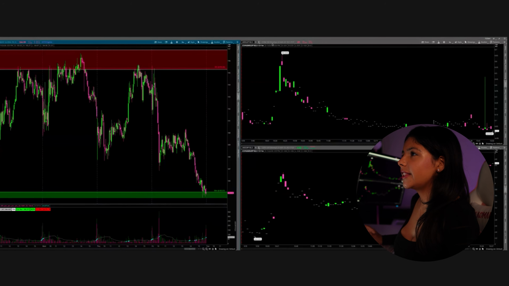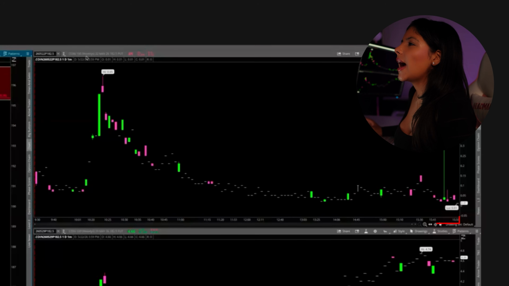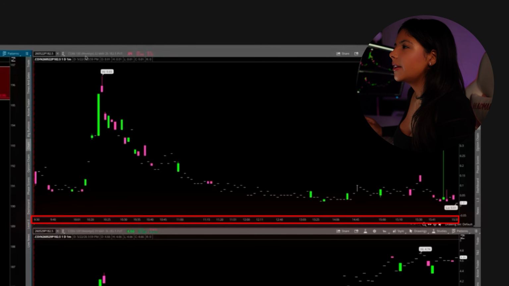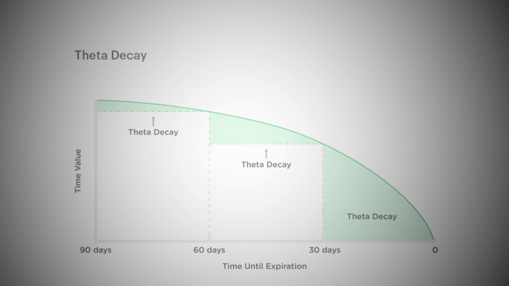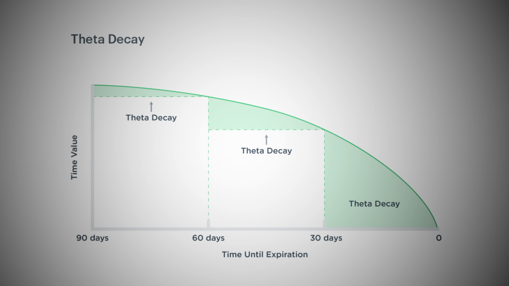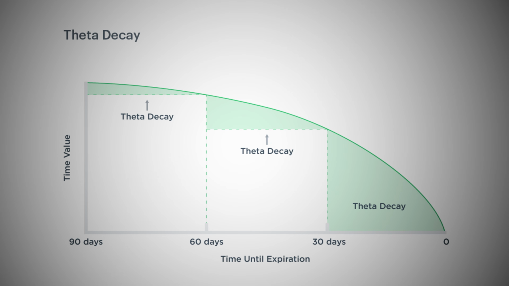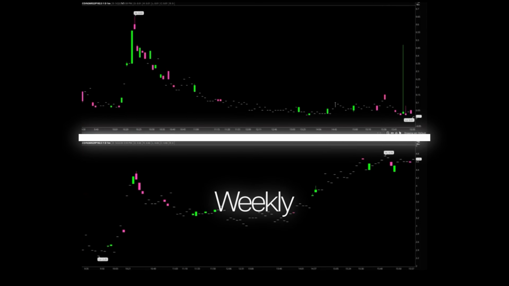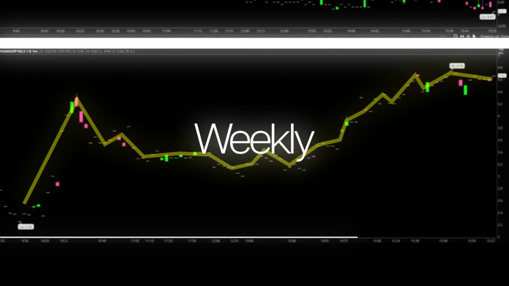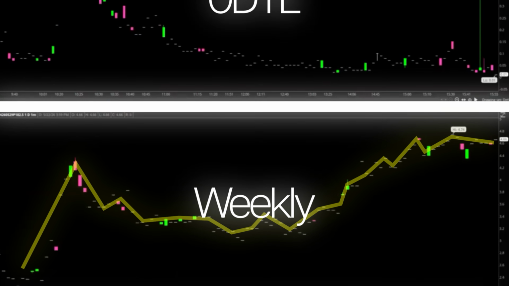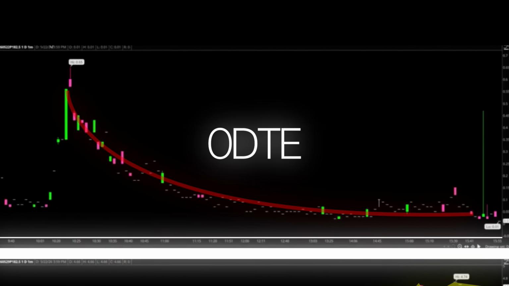We can start by looking at the 0 DTE put contract that expired the same day. So as the day went on, theta became more and more aggressive. Theta is time decay. It is the amount of value that the option premium loses simply from time passing. On a normal weekly contract, theta matters, but it is spread out over multiple days. On a 0 DTE, theta becomes extreme because there's no time left.